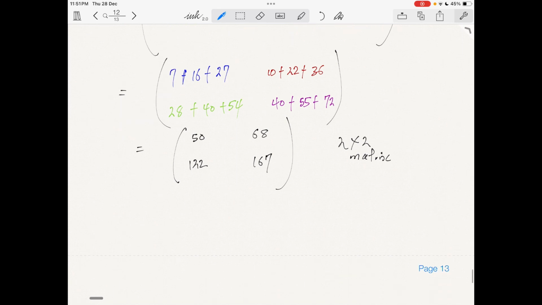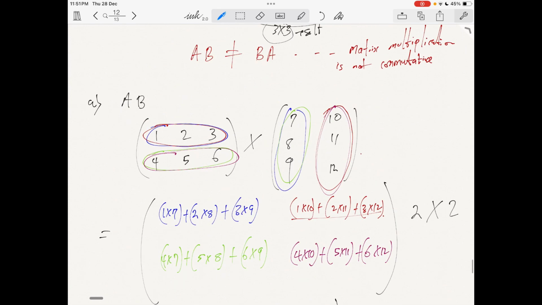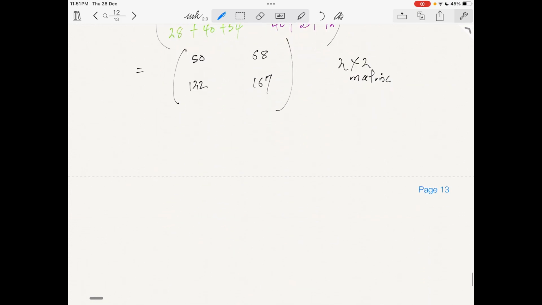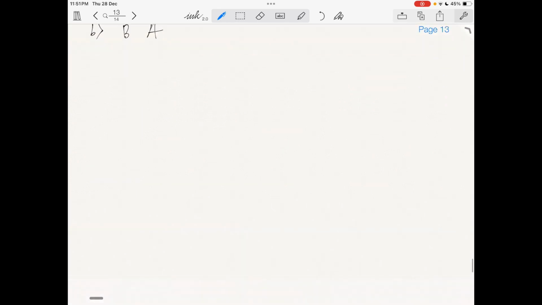So having done AB, now we want to evaluate BA. The most important thing when performing matrix multiplication is to write down your matrices in the correct order. Now we are starting with B, and B is 7, 8, 9.